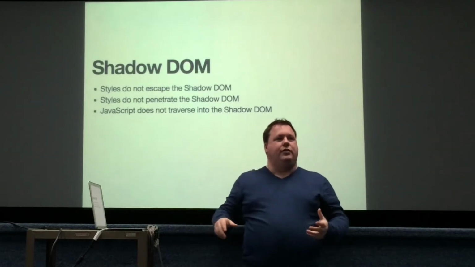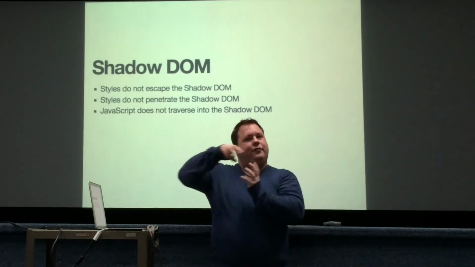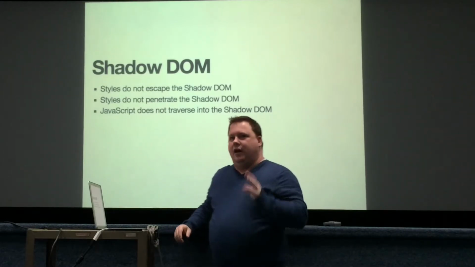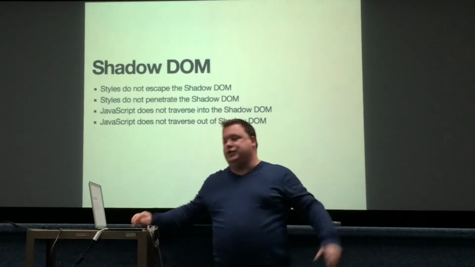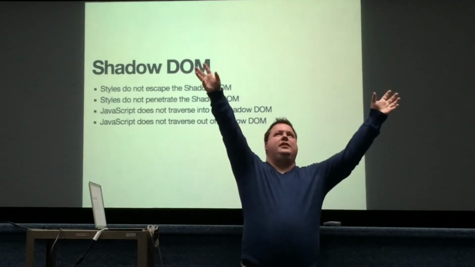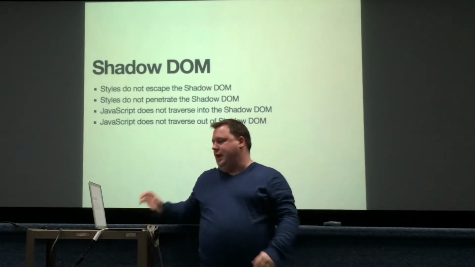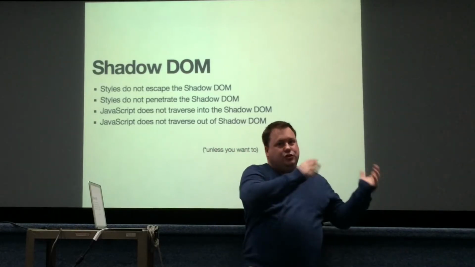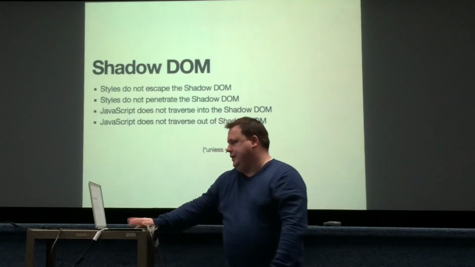JavaScript doesn't traverse into the shadow DOM. If I do query selector all, I might find my element, but I'm not going to find all the little special divs and secret sauce spans that I put in there to make the rendering look correct. JavaScript doesn't traverse out of the shadow DOM either. I can't accidentally grab all the buttons and do something with them from outside. The one caveat is, unless you want to. There is an API to do all of that stuff, but it won't happen accidentally, which is great.